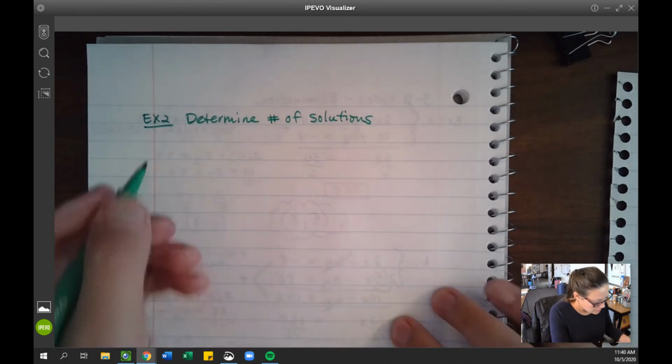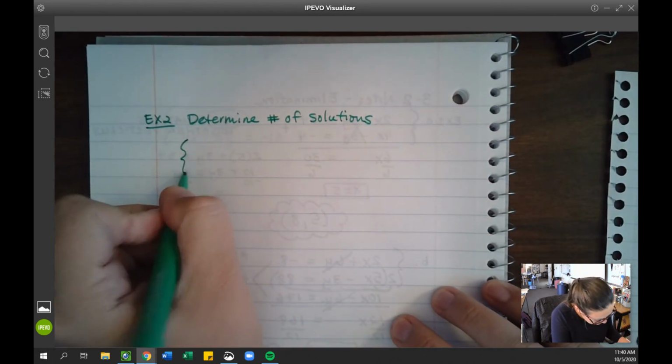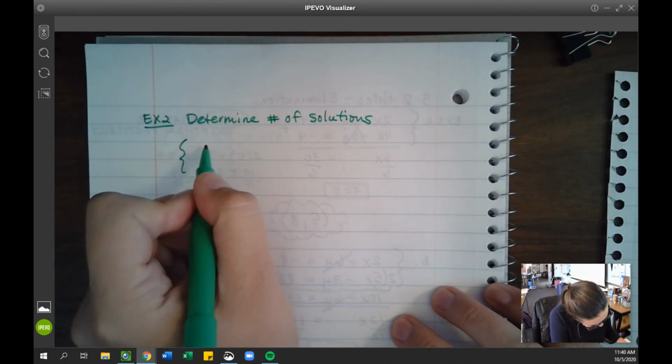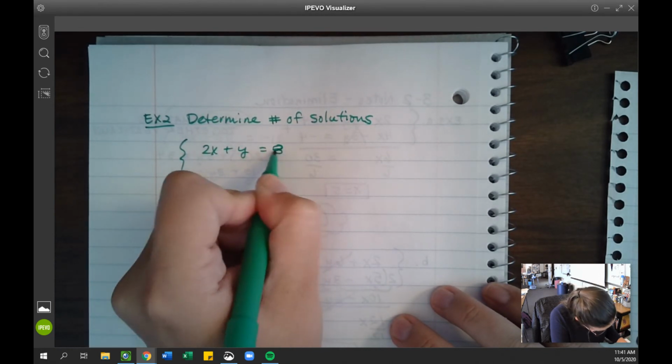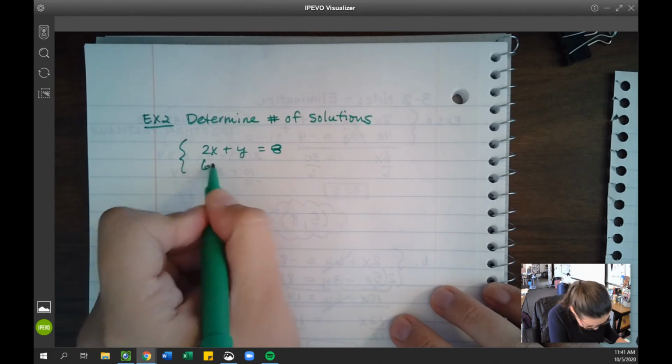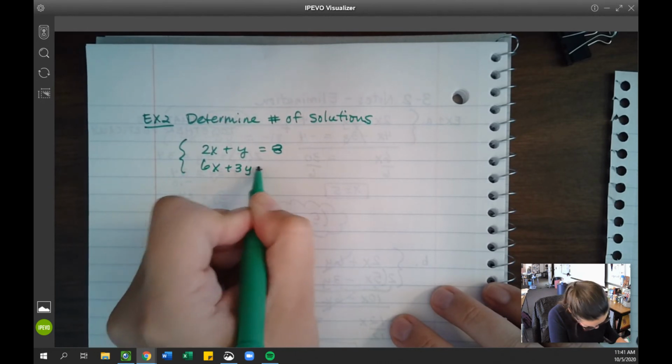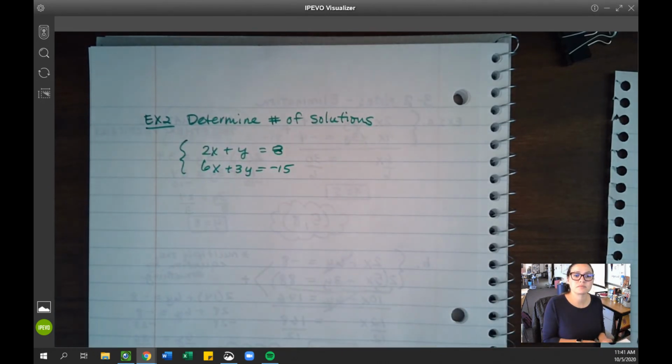or substitution? So for example, let's say I have 2x plus y equals 8 and 6x plus 3y equals negative 15. All right, so we have a choice. We can solve this using substitution or elimination. It will work either way. And this is actually a system where you could easily choose whichever method you wanted. I'm going to use elimination here.